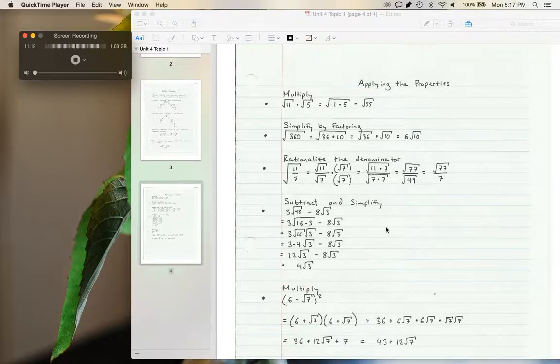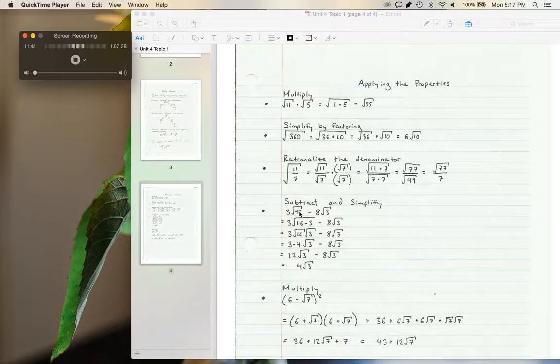Another thing you will be asked to do is to subtract and simplify when you have radicals involved, or to add and simplify, I suppose. It would all work the same way. So if we had something like this, 3 square root of 48 minus 8 square root of 3. Now remember, you cannot add or subtract unless you have a common factor or like terms in a certain sense.